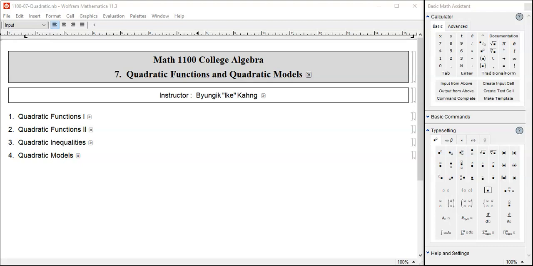Hello students, welcome back. Now let's go to section 3, quadratic inequalities. Please pay attention here, everybody. This is going to be very important to a lot of students in terms of exam preparations and grades.